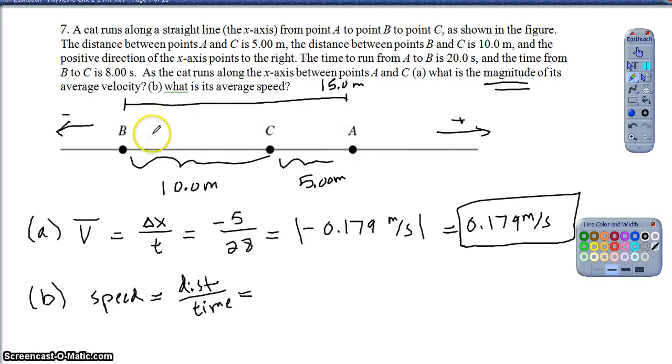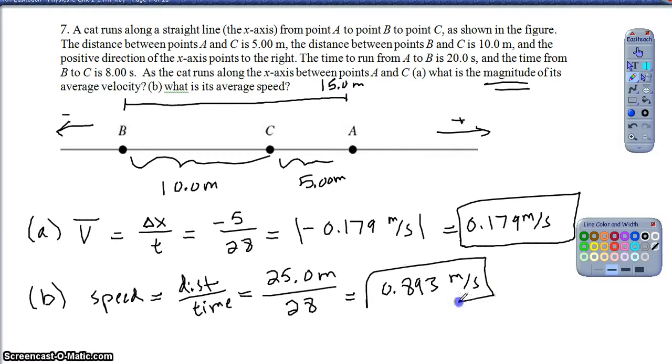As the cat runs out and then back, the total distance that the cat goes is 15 meters from A to B, and then an additional 10 from B to C, so the total distance is 25 meters. There is no direction associated with that, so I'm not going to worry about positive or negative. And then I'm going to divide that again by the total time of 28. So I get about 0.893 meters per second for the average speed. And again, there's no direction associated with that, because speed is just a scalar quantity, and therefore it just has a magnitude to work with.